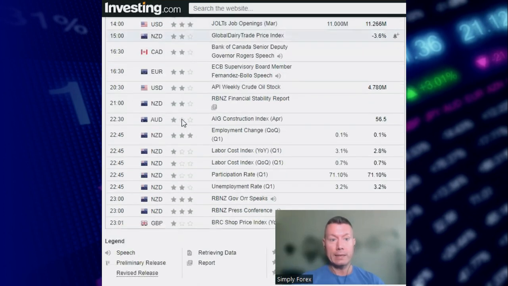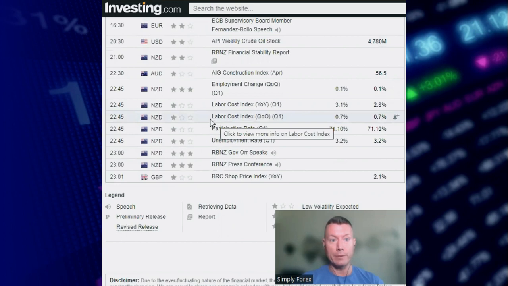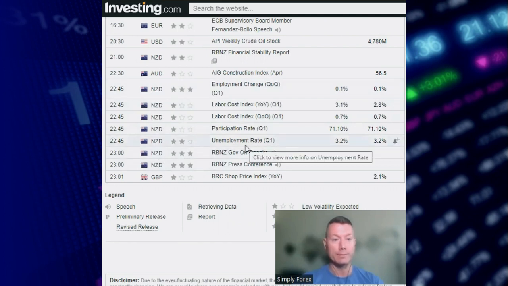And then finally, guys, if you're still up, we've got a bit of a slew of New Zealand data. We've got employment data coming out at 10:45, and we also have some speakers and a press conference at 11 o'clock. So this time of night can really move the New Zealand dollar, guys. Okay, guys, so that's the news for today.